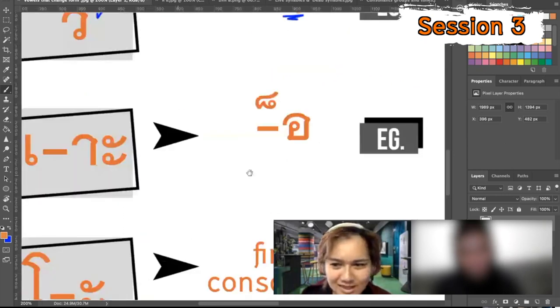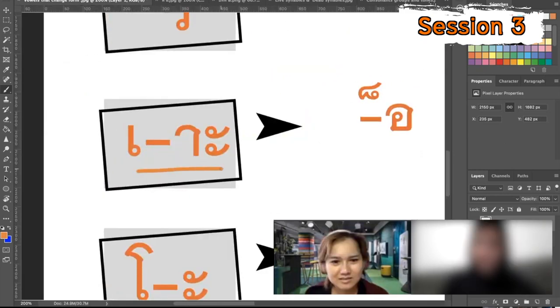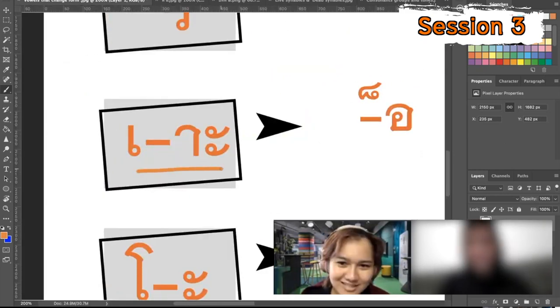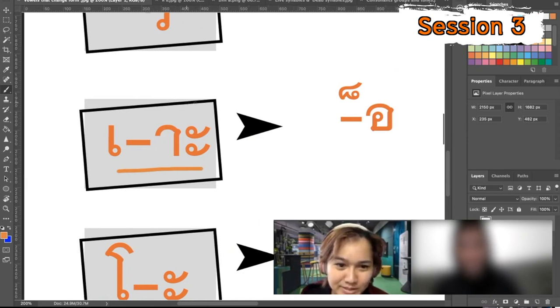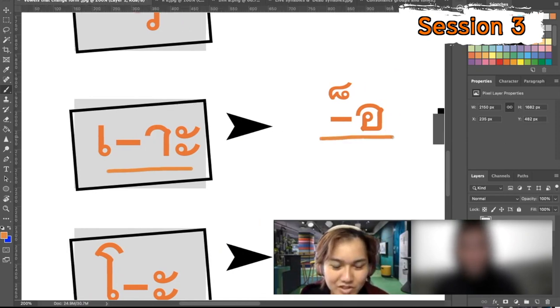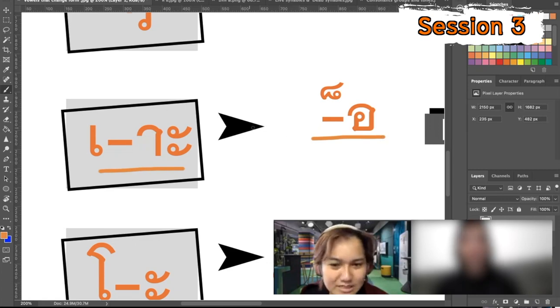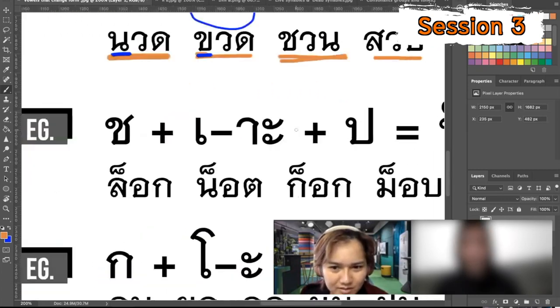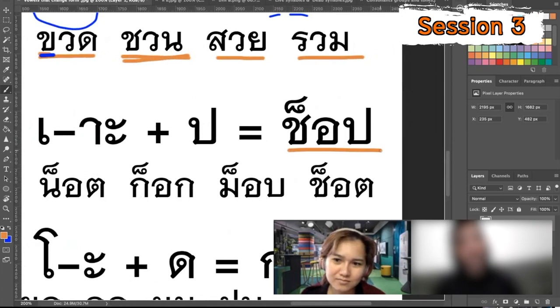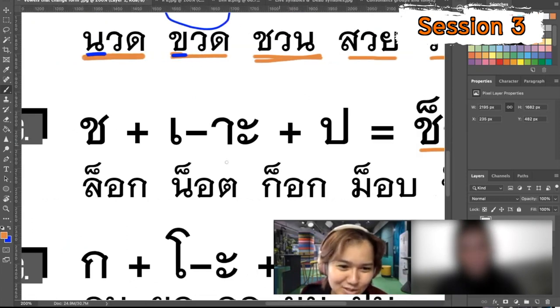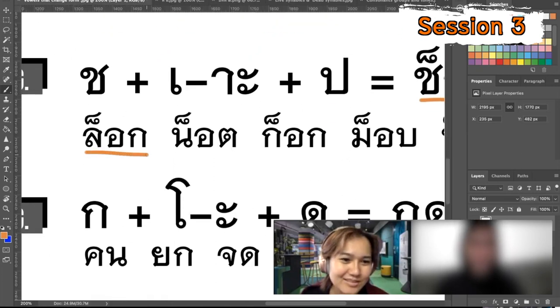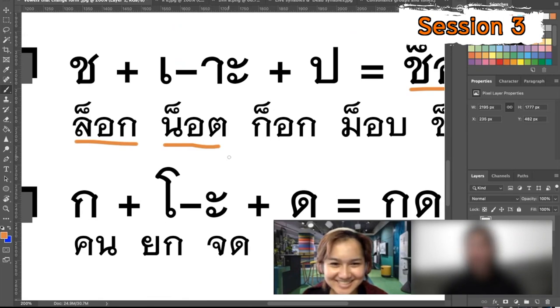Next one. Sala o. Do you remember? No. Sala o. So this one is a bit tricky because it changes to this one. It just changes how it's written, but it's still the same sound. Sala o. This word would be chop. That was quick. Chop, the English word chop. Next one. Lop. Yes. Go. Ha. And mop.